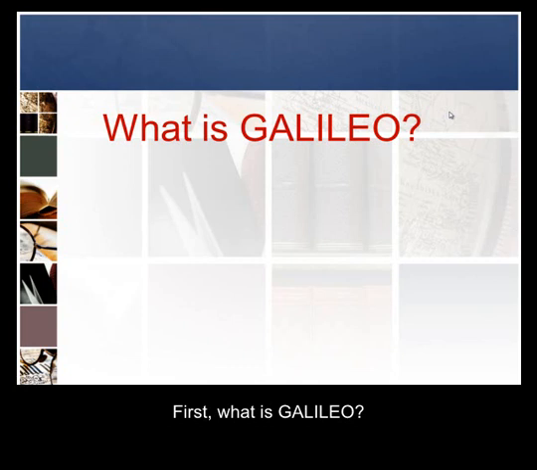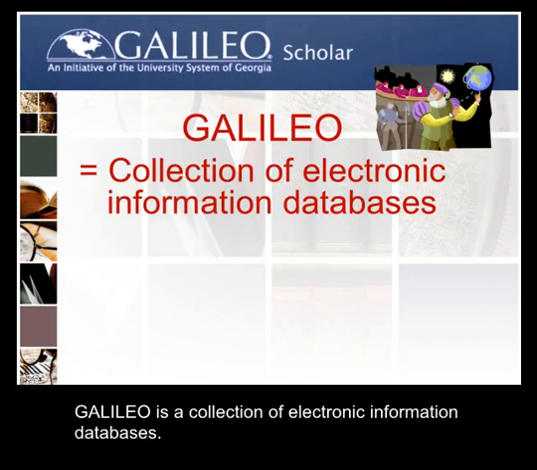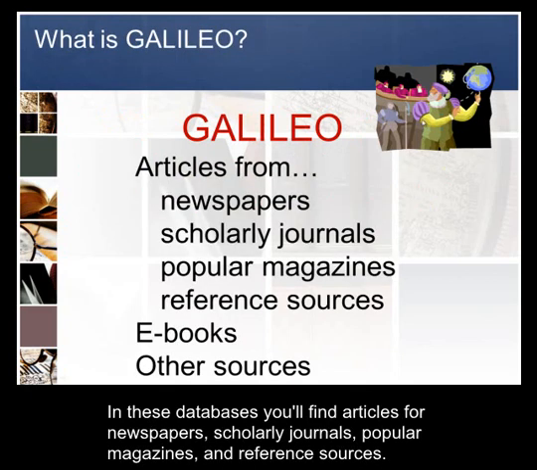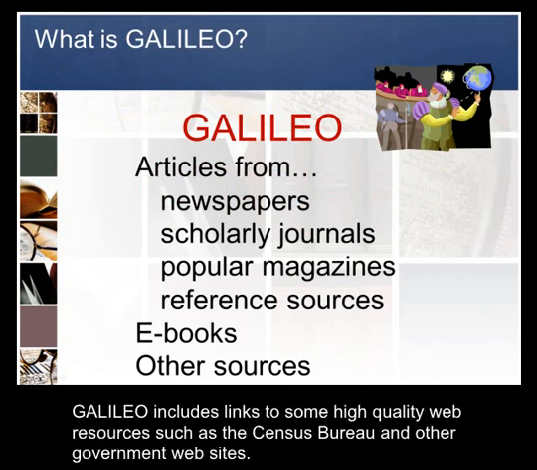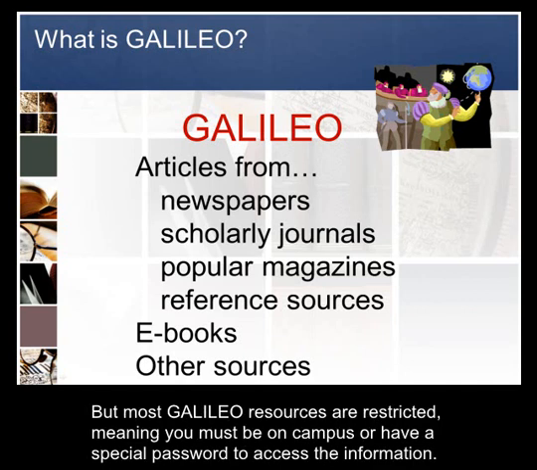First, what is Galileo? Galileo is a collection of electronic information databases. In these databases, you will find articles from newspapers, scholarly journals, popular magazines, and reference sources. You will also find collections of electronic books and many other resources. Galileo includes links to some high-quality web resources such as the Census Bureau and other government websites, but most Galileo resources are restricted, meaning you must be on campus or have a special password to access the information.